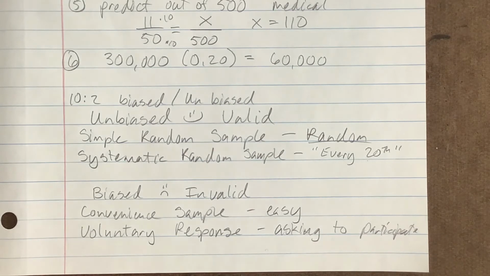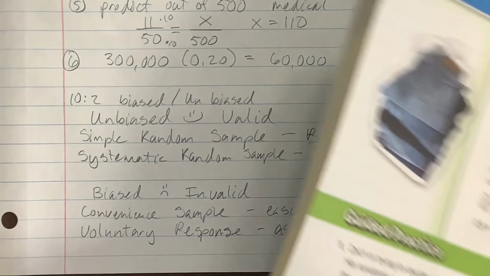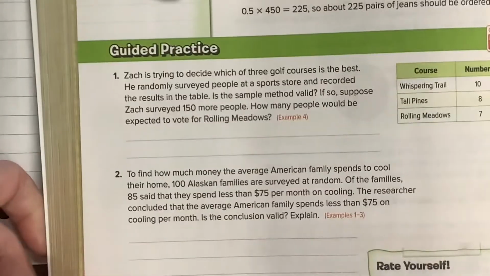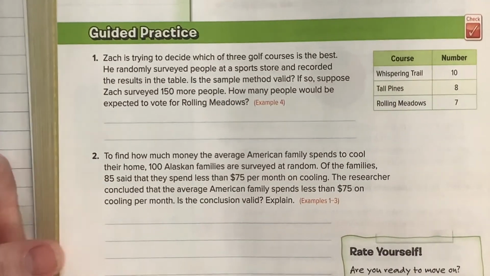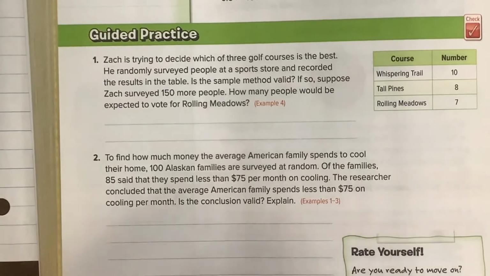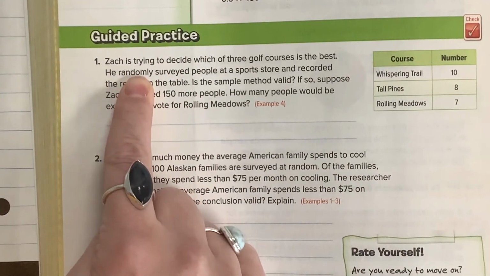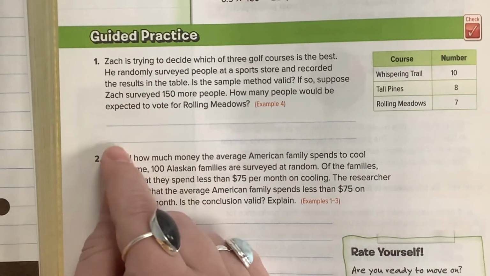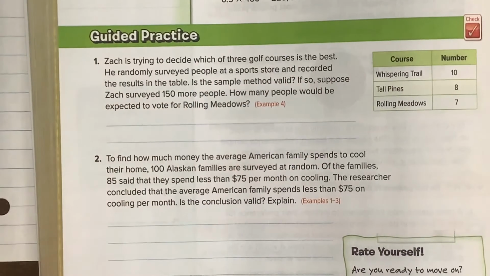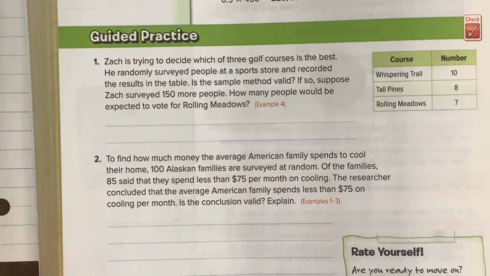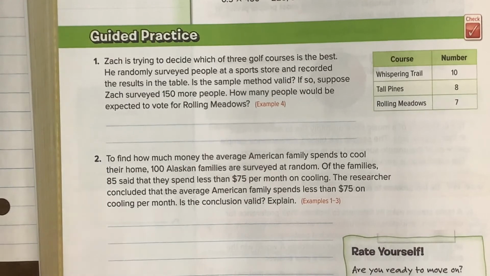And so we can just go over some practice scenarios. So this one says Zach is trying, I guess you could read along with me. These are just out of the book. Zach is trying to decide which of the 3 golf courses is the best. He randomly surveyed people at a sports store and recorded this. Is it valid? I think because they threw in that random, they were going for yes, it is valid.